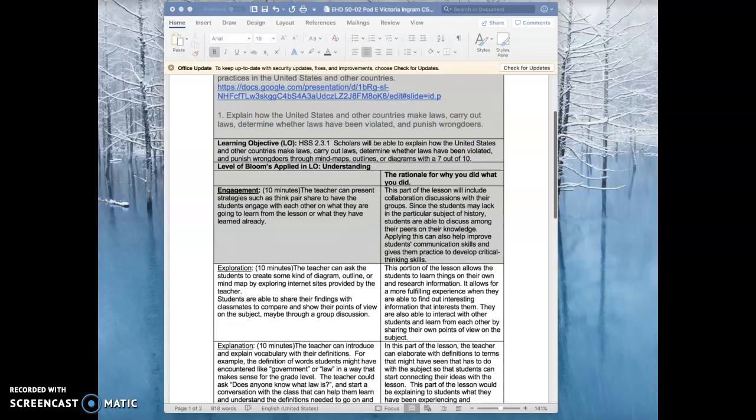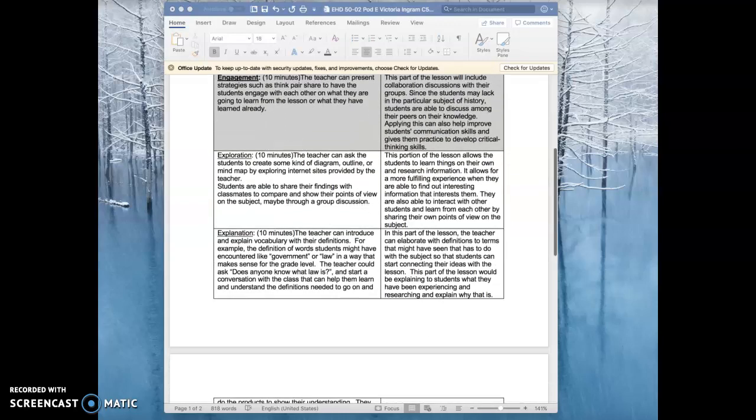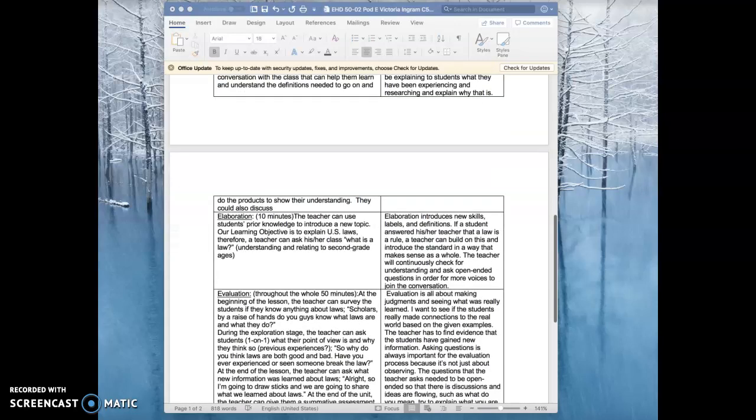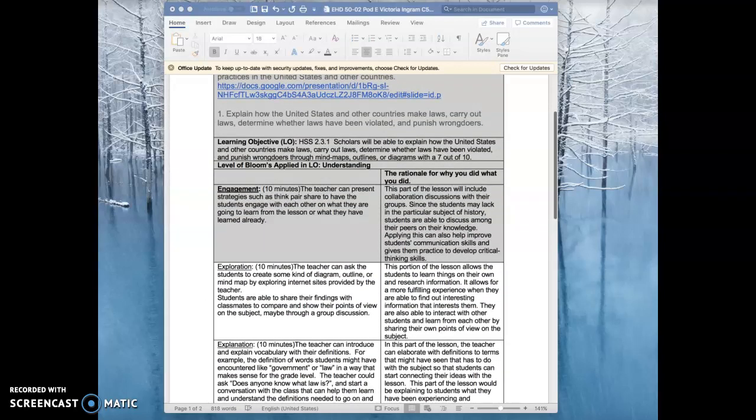So we went throughout engagement, exploration, explanation, elaboration, and evaluation to determine how we are going to put emphasis on the understanding component of this learning objective.